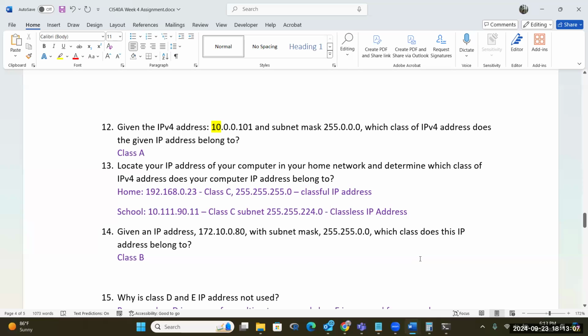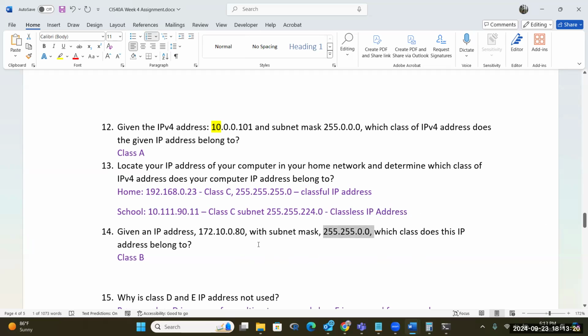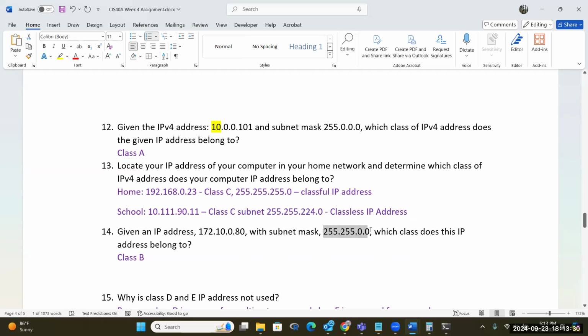Okay. 14. Given an IP address 172.10.0.80 with the subnet mask 255.255.0.0, which class does it belong to? Well, we look at the IP octet, that's a class B. We look at the subnet mask, it is a classful class B, right? Standard. So it is a class B IP.